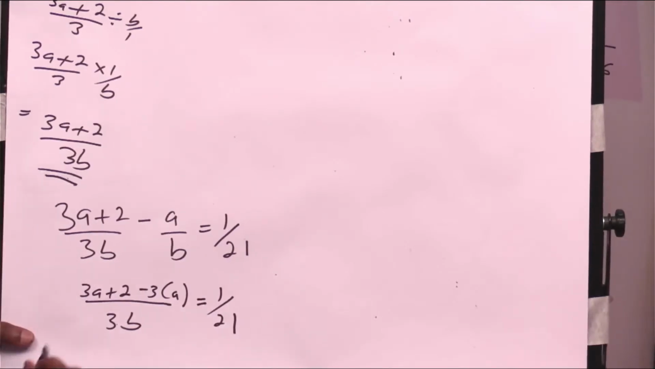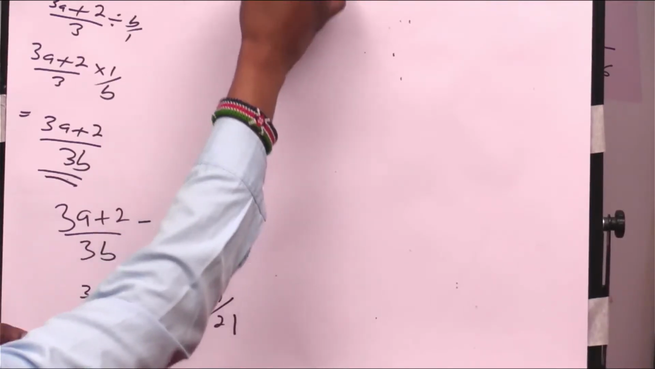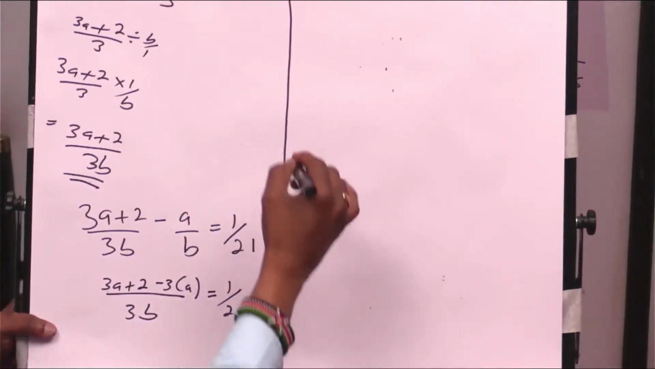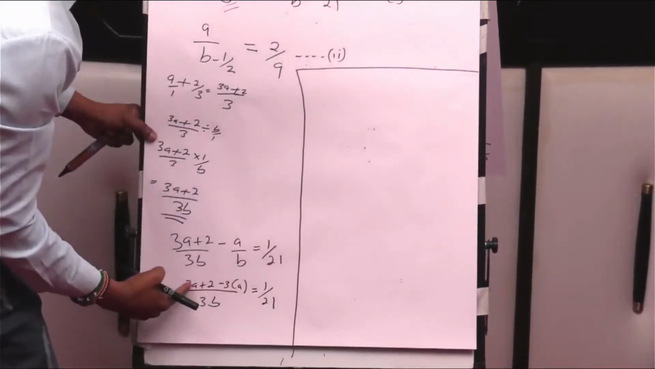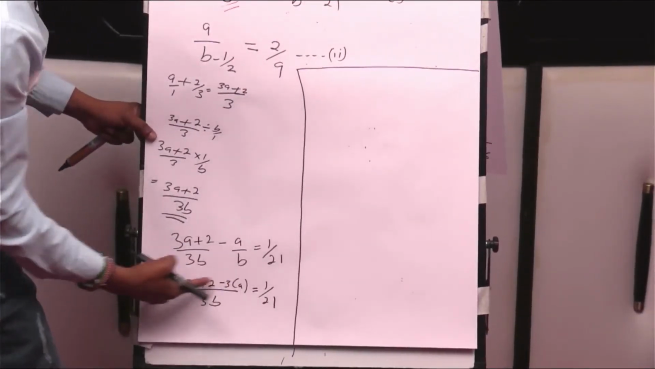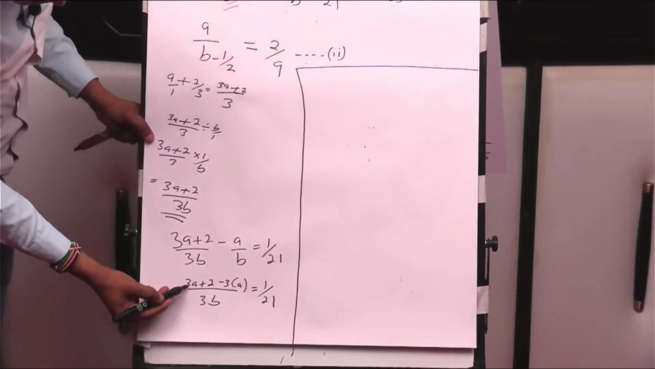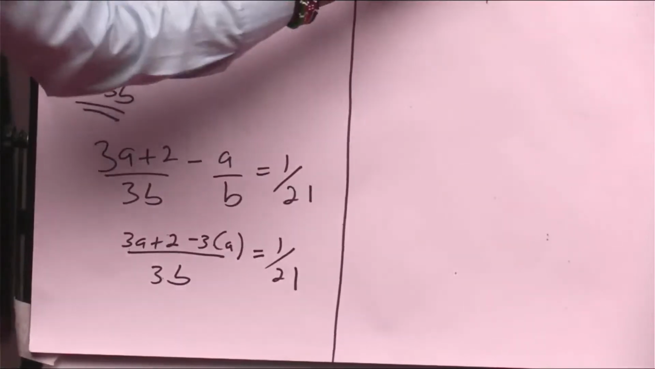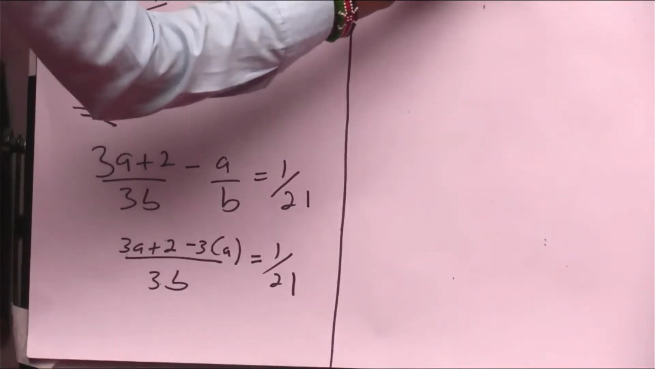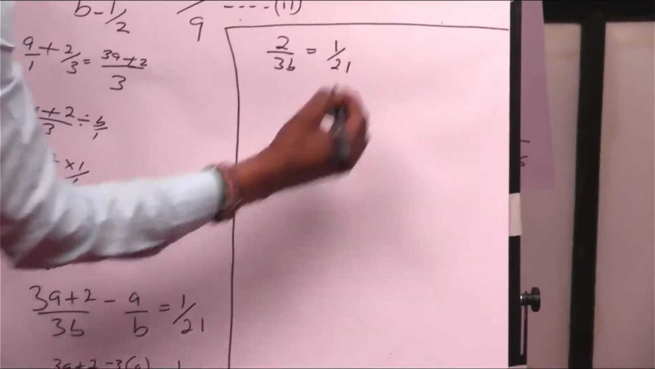Okay? So 3A from here, class. Let me come up here. So 3A minus 3A is 0. 3A minus 3A is 0. Therefore, you remain with only 2 over 3B. So 2 over 3B equals 1 over 21.